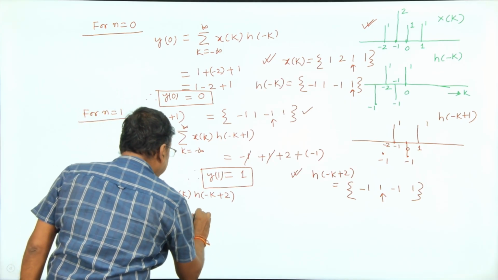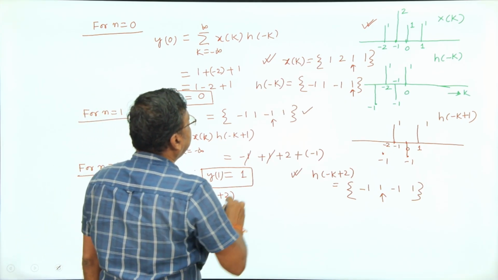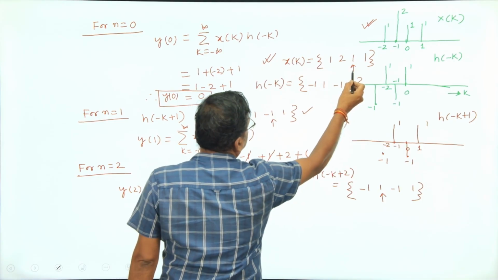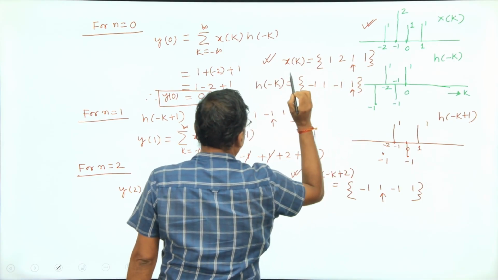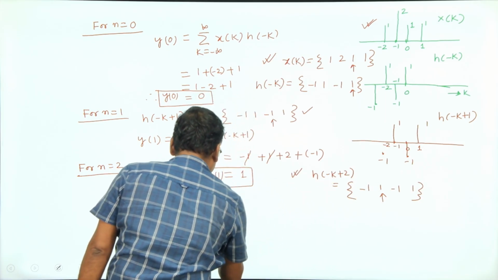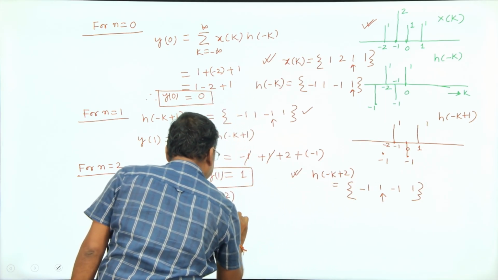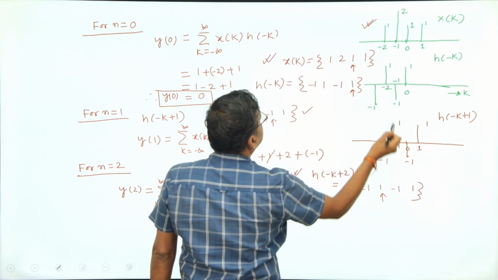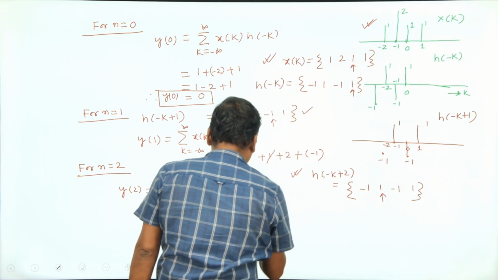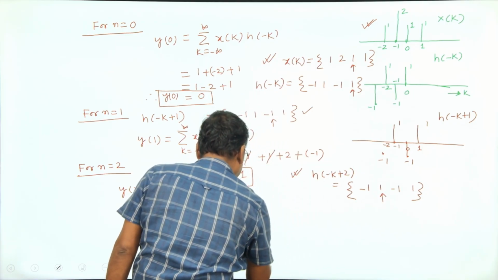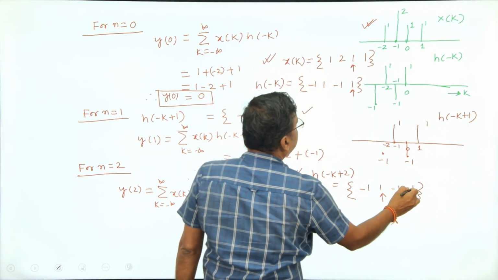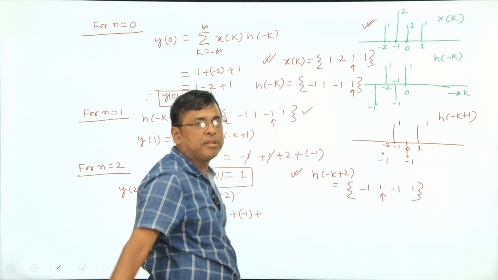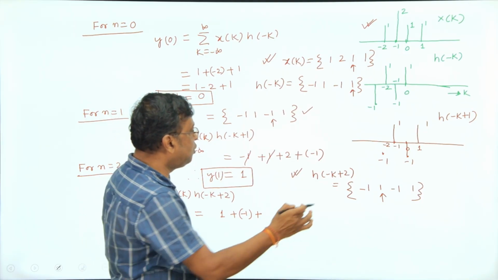The value will be how much here? Successive values of x of k for this arrow mark, for n equal to 0, that is your 1, and this is your 1. 1 into 1, that is your 1, plus n equal to plus 1, that is your minus 1, and 1. 1 into minus 1, that is minus 1, plus n equal to 2, there is no sample in the sequence, that will be 0. So 0 into 1, that will be 0.